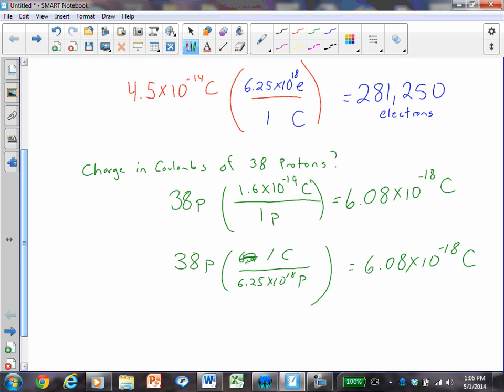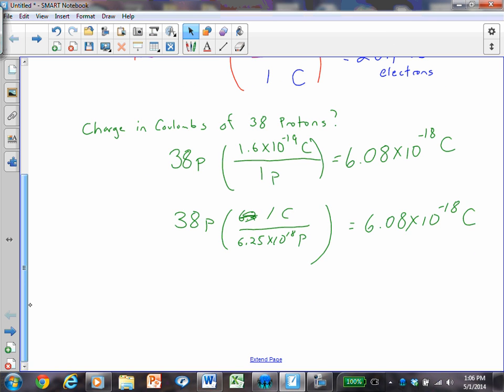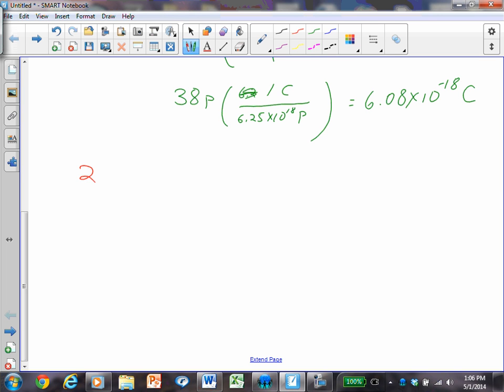Let's look at some force problems. Well, if we have two charges and we're talking about force, what's our equation? If we're talking about the force between charges, what do we do?